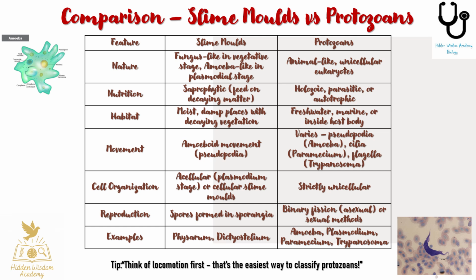Finally, their role and habitat. Slime molds are found in moist soil, decaying wood, and leaf litter, acting as decomposers. Protozoans are more diverse, living in water, soil, or inside hosts, with some like Plasmodium causing diseases. In short, slime molds behave more like decomposers similar to fungi, while protozoans are animal-like protists with active movement and diverse lifestyles.